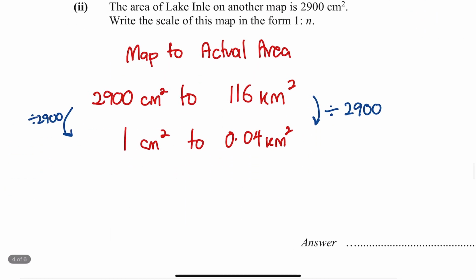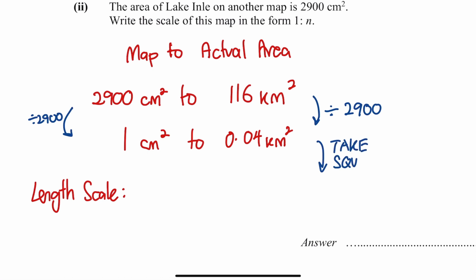Now convert to length scale. Length scale, I must square root. Okay, from here to here I must take square root. Remember when we convert from length to area, we square both sides. Now the opposite, the inverse of square is the square root.